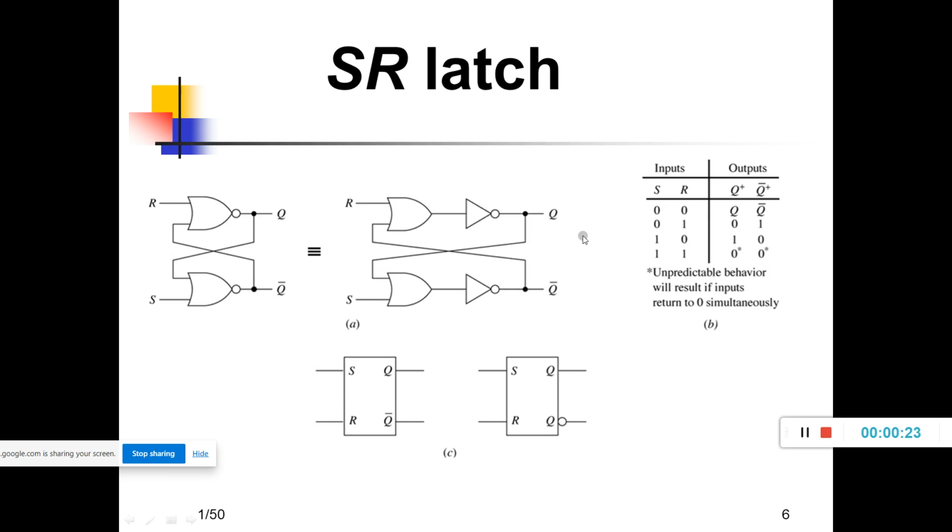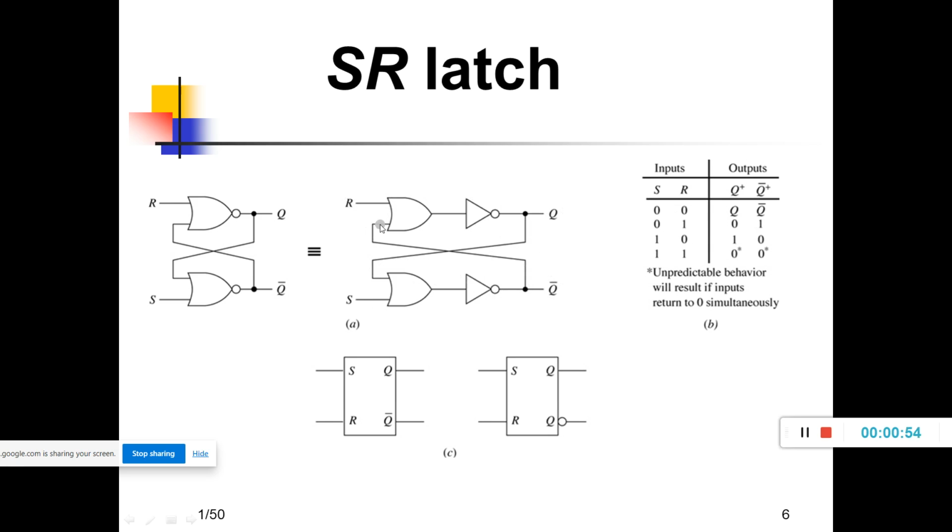When both are 1 1, the output Q and Q bar turn to logic 0 simultaneously, but it should not happen like that. Hence it is known as unpredictable behavior. Why should it not happen like that? Because Q and Q bar are complements of each other. If Q is 0, Q bar will be 1. If Q is 1, Q bar will be 0. So this is the function table which represents the functionality of this SR latch.